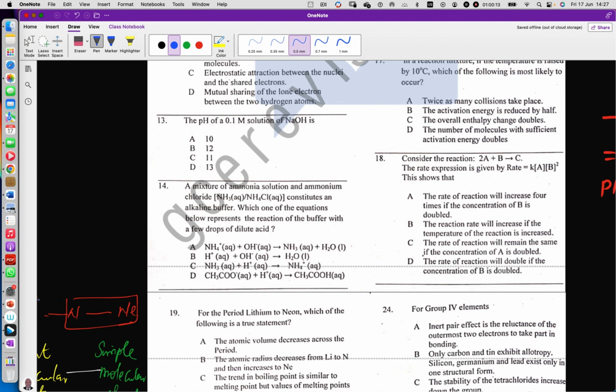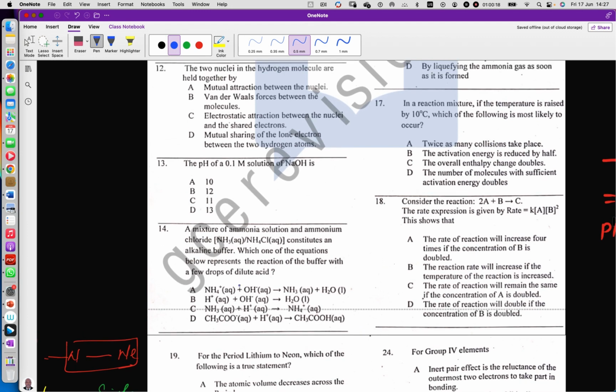So in that case, what is likely to occur from this reaction, as many collisions take place? I don't think so. The activation energy is reduced by half. I don't think so. The overall enthalpy change will double. I don't think so. The number of molecules with sufficient activation energy will double. That is just what I told you.